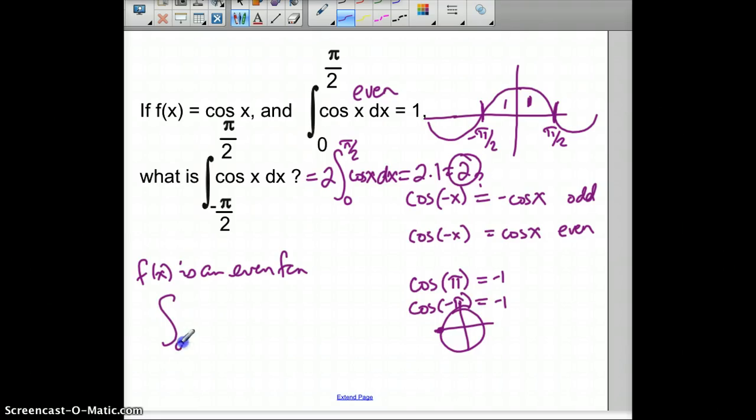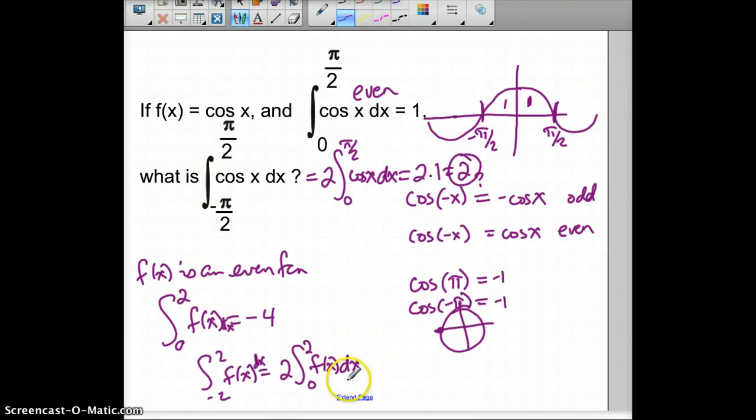And they might say from 0 to 2, f of x is negative 4. What is the integral from negative 2 to 2? So if you know it's even, you know it follows the rule that it's twice the integral. Oops, I forgot my dx here. That it's twice the integral from 0 to 2. So that would be 2 times negative 4, which would be negative 8. So make sure you know those rules.